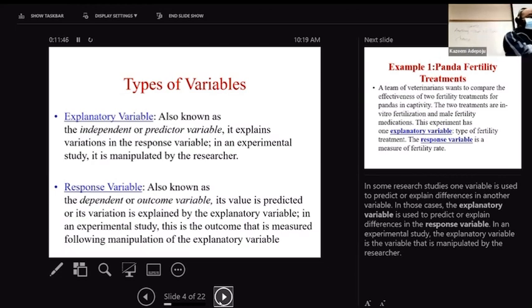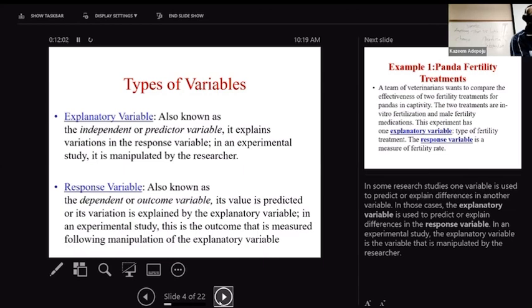It has several names. We call it explanatory variable. We call it predictor. We call it independent. Those are other names for the explanatory variable.